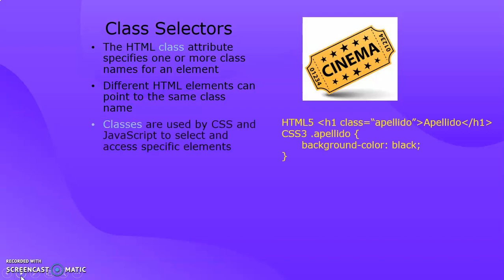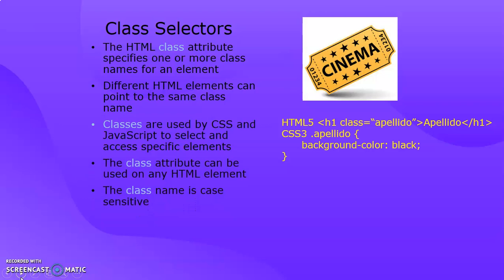To write the class selector in the HTML, we write inside the start tag. In this example, in the H1 tag, we will do it like this: h1 class equals quote, inside the quotes, apellido. And to refer to that class in CSS, we do it by writing dot apellido, open bracket, and within the brackets are the styles.